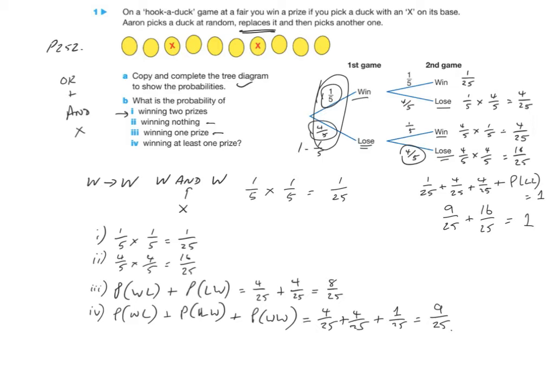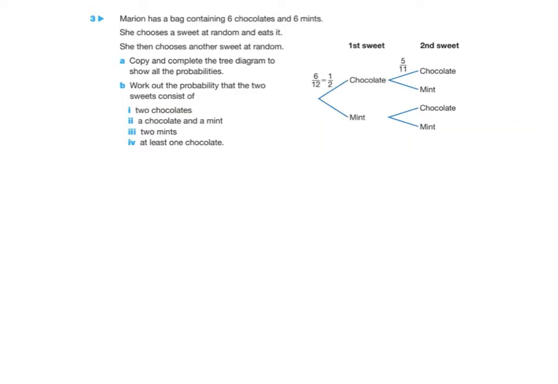Let's go to the next one. This one was independent, because each time it's the same probability. Now I've got, what's it say? Marion is doing something. What's Marion doing? Oh, yes, I remember.